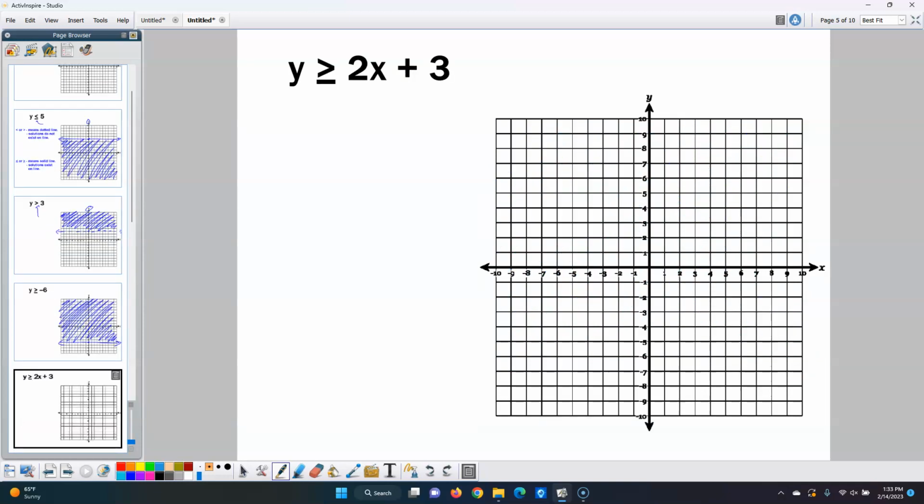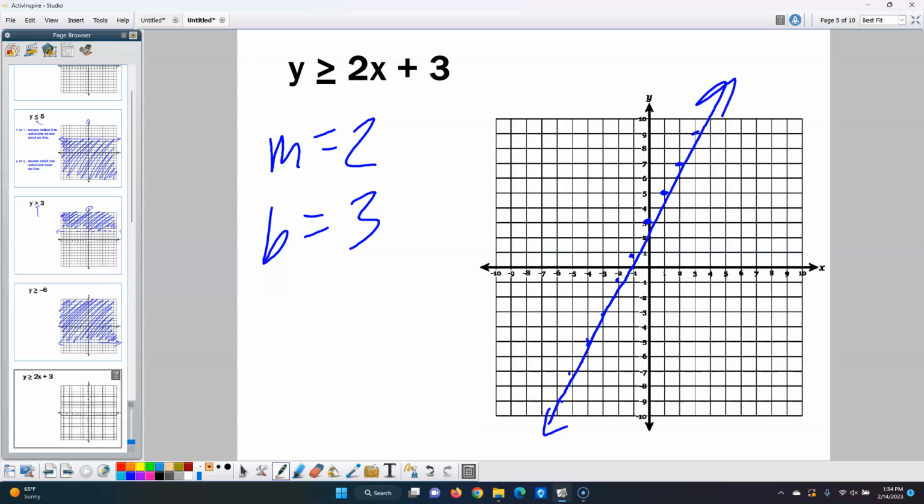Next, I'm going to treat this thing as if it were to say y equals 2x plus 3. So I'm going to get my slope is 2, my y-intercept is 3. Go over here to 3 y-intercept, and I'm going to go up 2 over 1, and go down 2 over 1 this way. My pen is not cooperating. Your graph should look something like this. Notice it is a solid line because I've got that equals to right there.